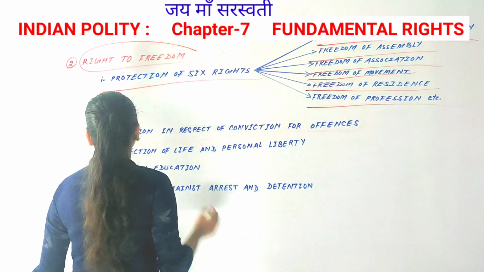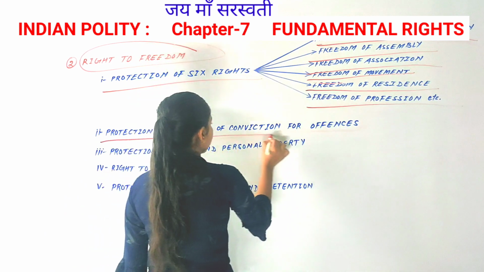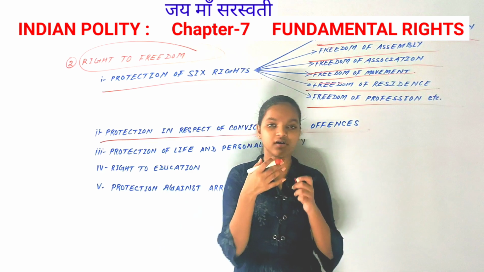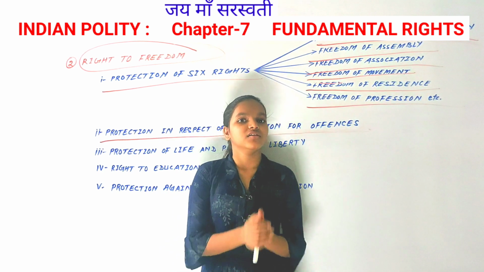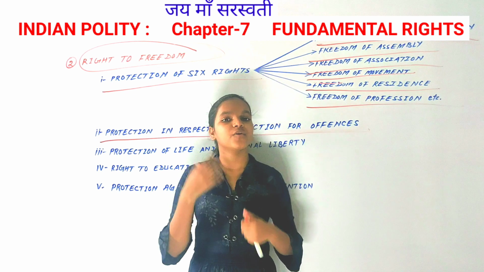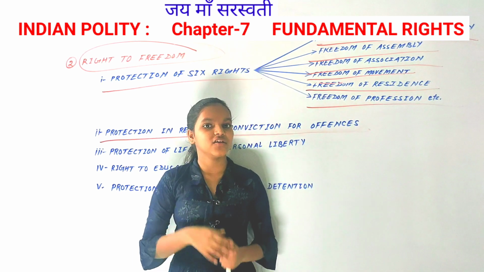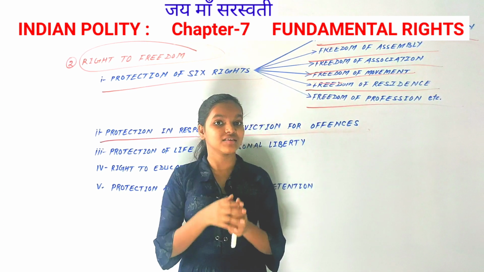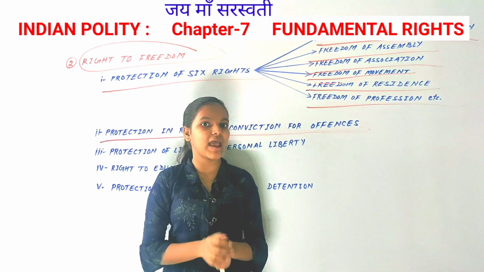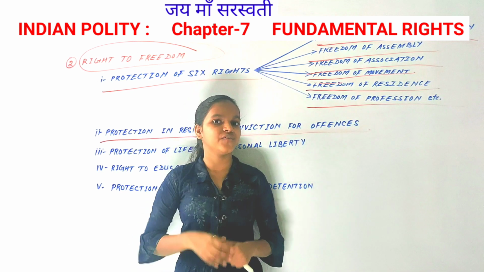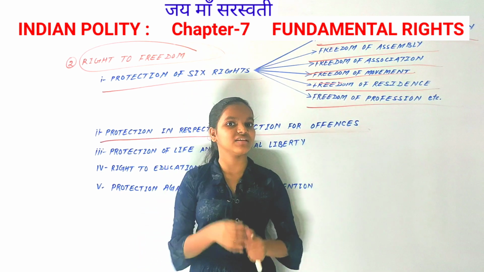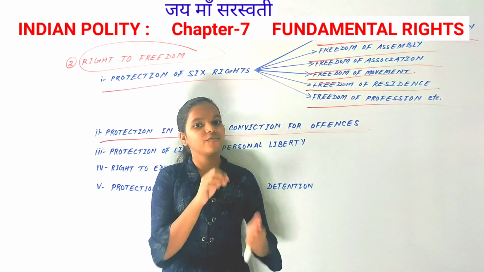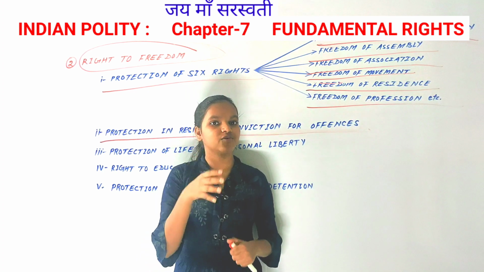So next is protection in respect of conviction for offences. Article 20 provides protection in respect of conviction. If there is a conviction for offences, then Article 20 protects that person, and there are mainly 3 provisions in that. First is no ex post facto law. So first let us discuss what an ex post facto law is.